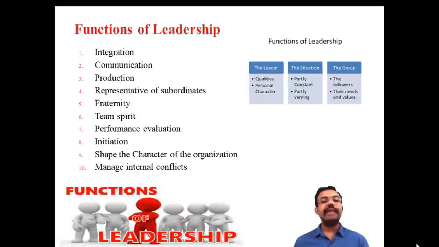And the last one is to manage internal conflict. That's another important function, to reduce the problems within the organization. There is a possibility of internal conflict; every organization has a lot of internal conflict. A good leader always tries to reduce internal conflict in the organization and always maintains good relationships. That's another important function, managing internal conflict.